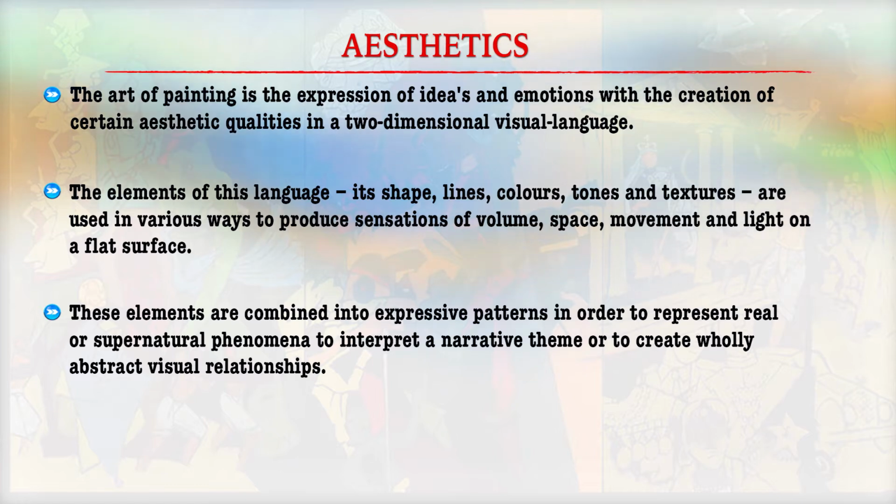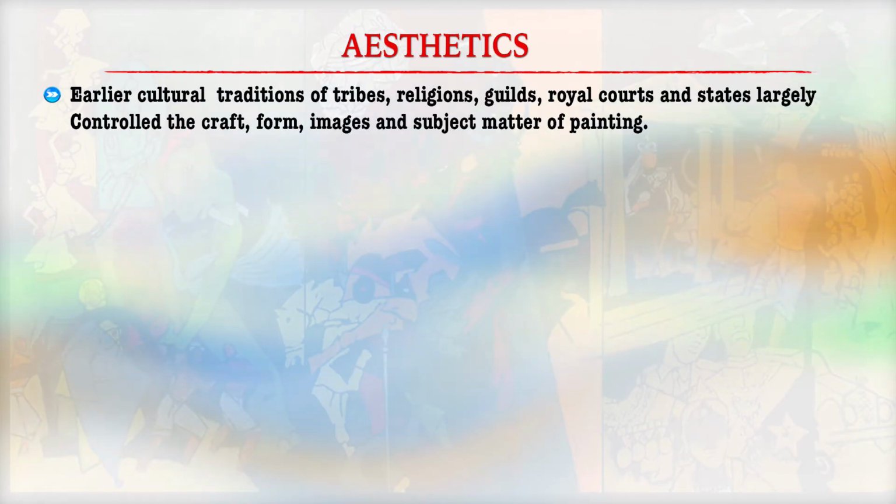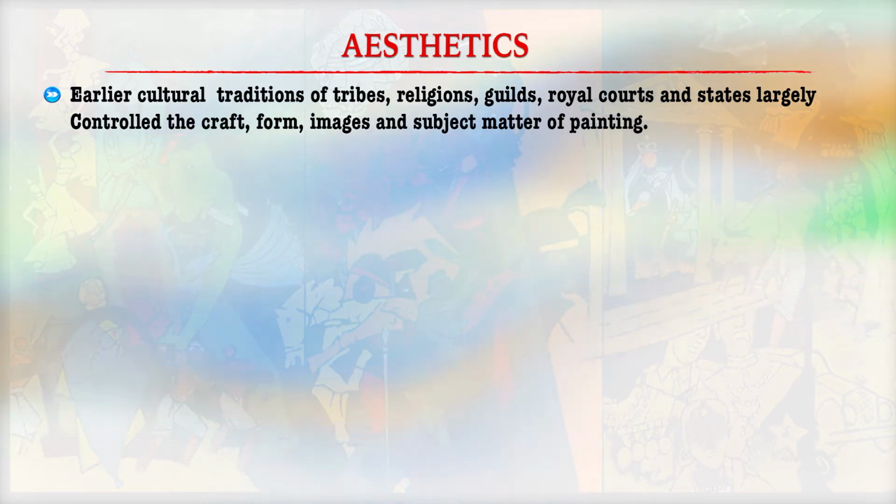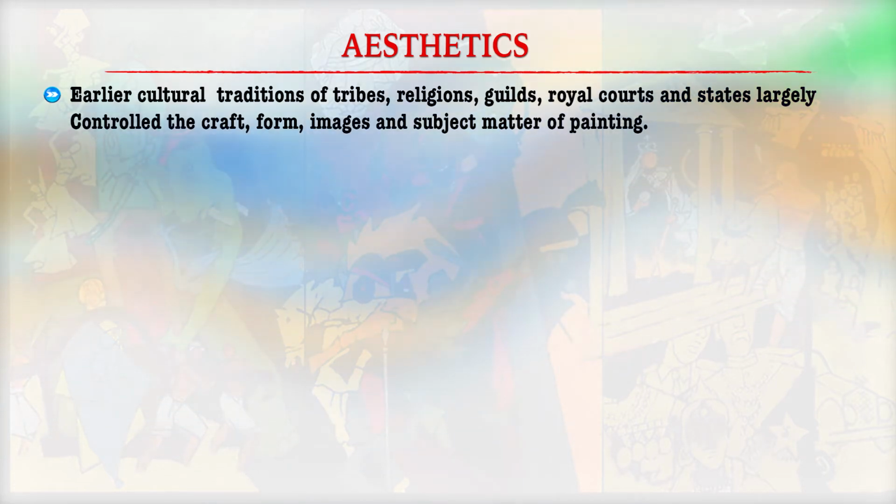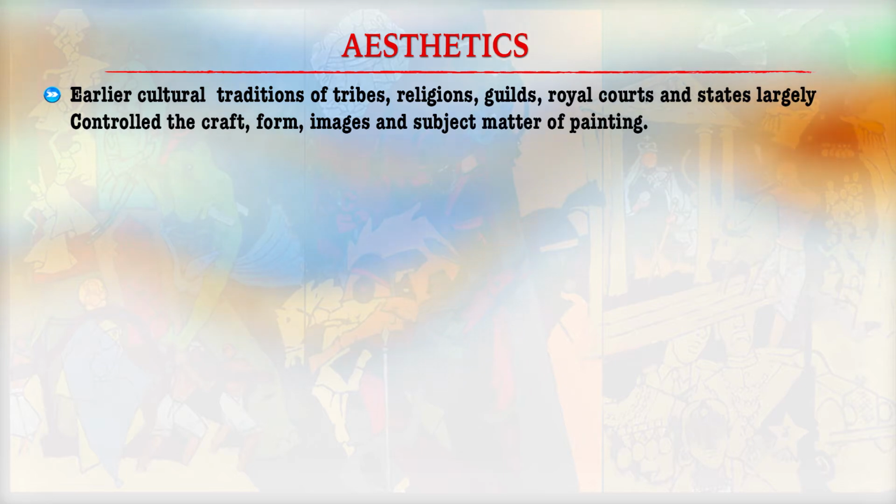These elements are combined into expressive patterns in order to represent real or supernatural phenomena, or to interpret a narrative theme, or to create an abstract visual relationship. The artist communicates his message in terms of his painting qualities and expresses emotions within the limitations of a particular medium, technique and form. Earlier, cultural traditions of tribes, religion, guild, royal courts and states largely controlled the paintings, images and the subject matter associated with them.